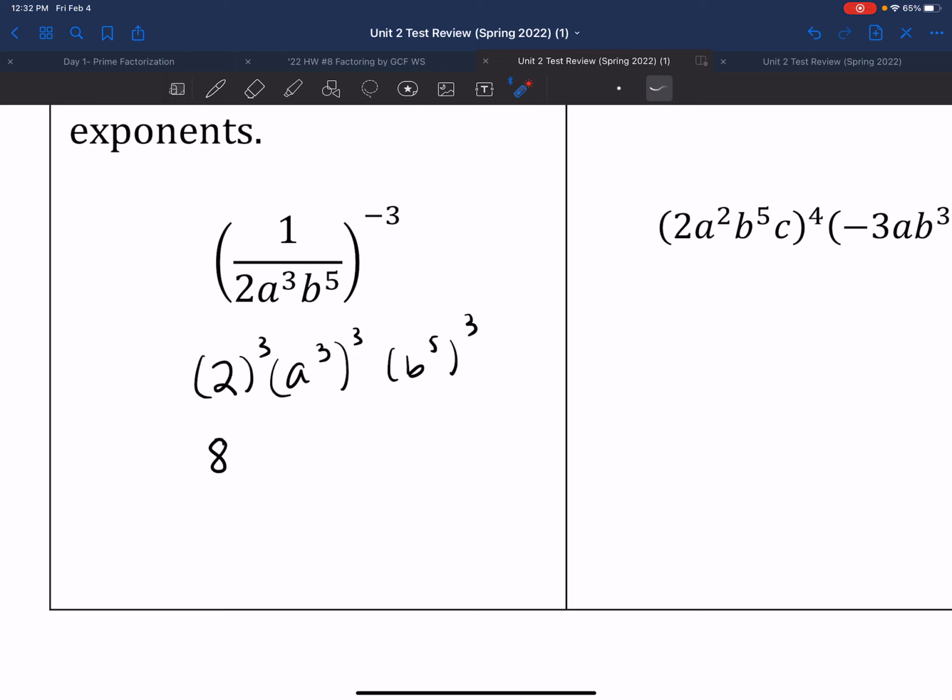A cubed raised to the third power is a to the ninth power. Power to a power, you multiply those exponents, so you have a to the ninth power here. And then b to the fifth power raised to the third power, power to a power, you multiply. So b to the 15th power, this is my answer.